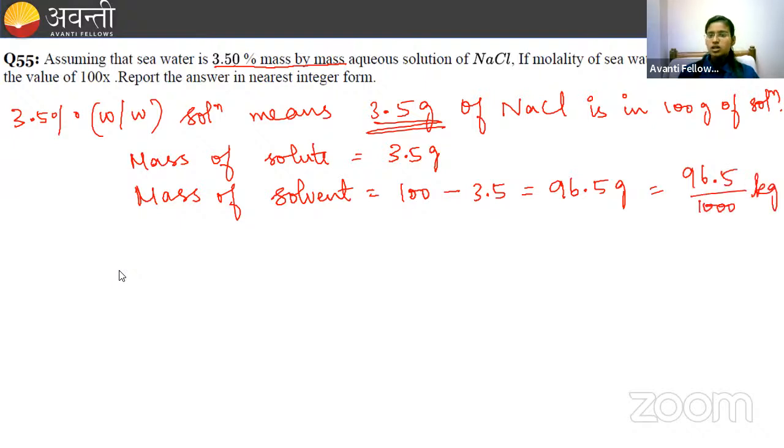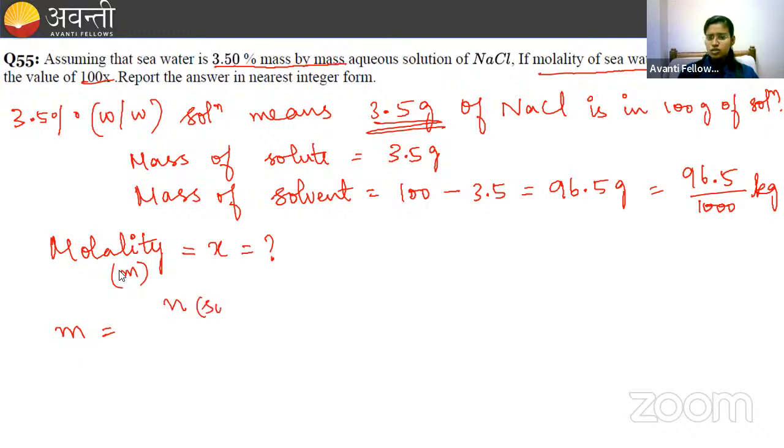Okay. So now we are asked to take the molality of the seawater as X. So molality is asked to be taken as X, and we need to find out the X first. Then only we can find out 100x. Okay. So the molality is taken as small m. So the formula to find out the molality is equal to number of moles of the solute divided by mass of the solvent in kilogram.